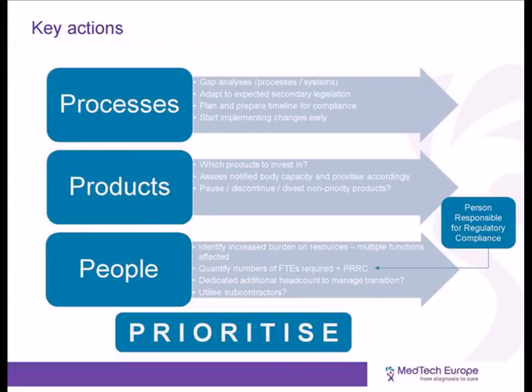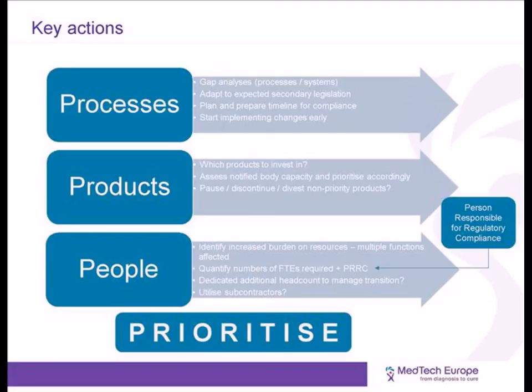Turning now to our final slide, some key actions for companies to take as they seek to comply with the new rules. It's clear that the MDR imposes significantly increased requirements on manufacturers and on other economic operators in the supply chain, and there are relatively short timeframes for achieving compliance. So it's important that companies carefully plan the steps they plan to take to ensure that compliance is achieved by the required deadlines. We categorize these actions in terms of processes, products, and people.